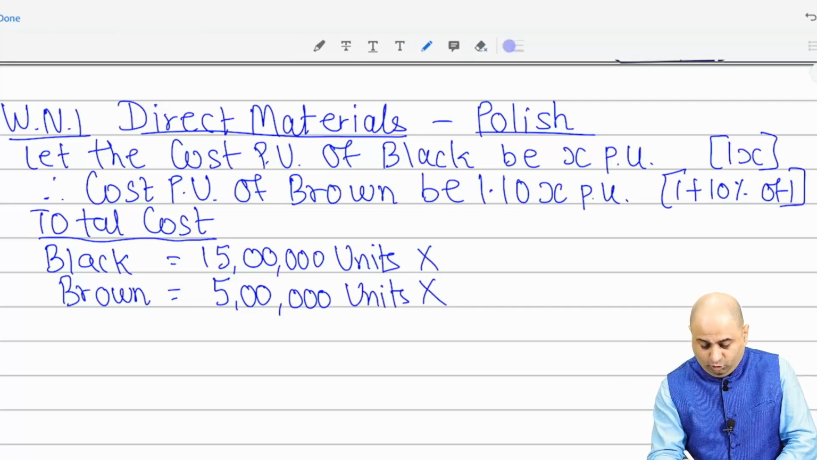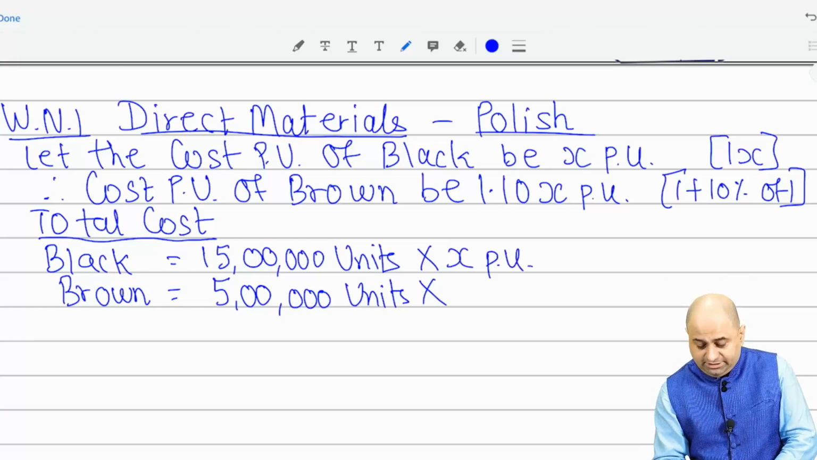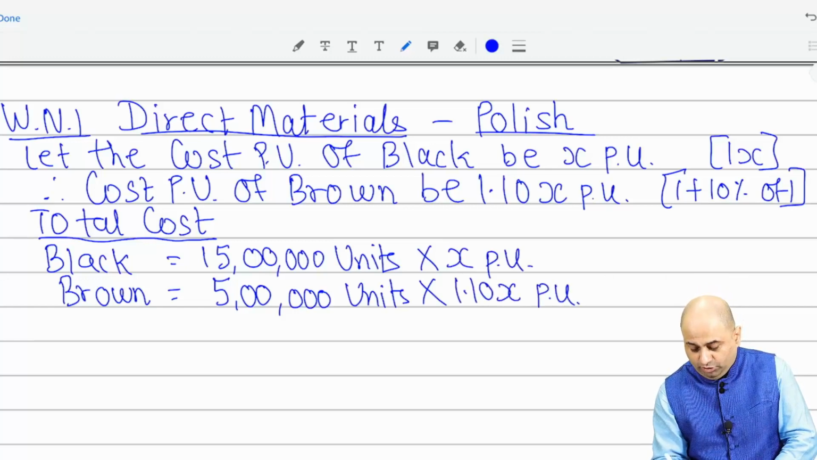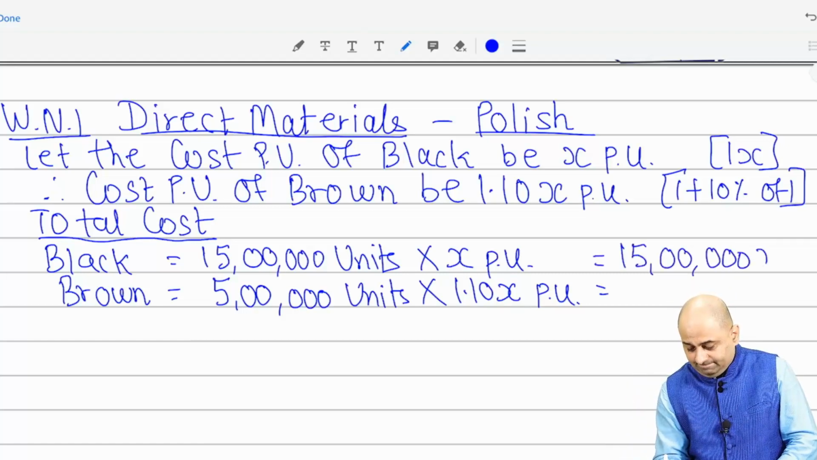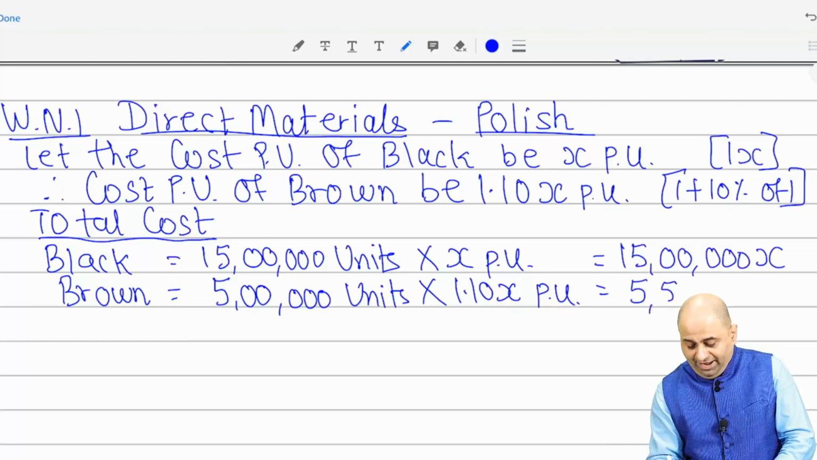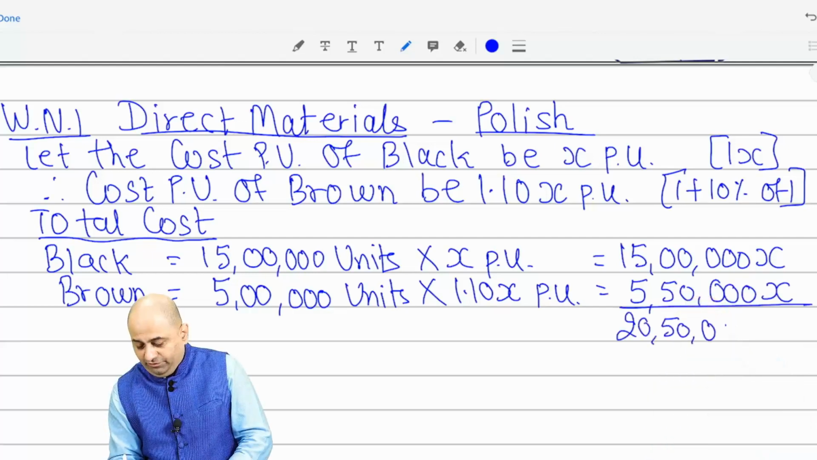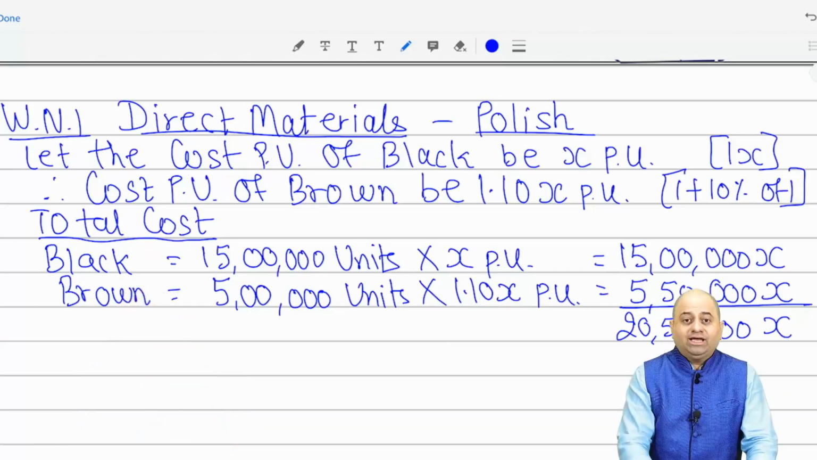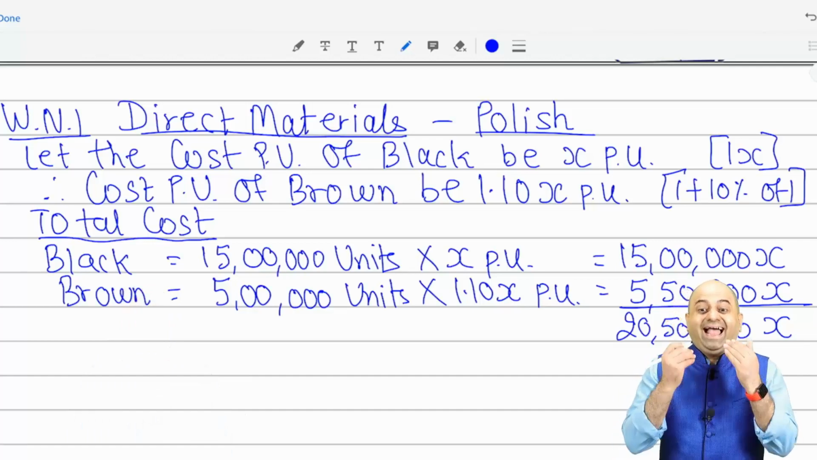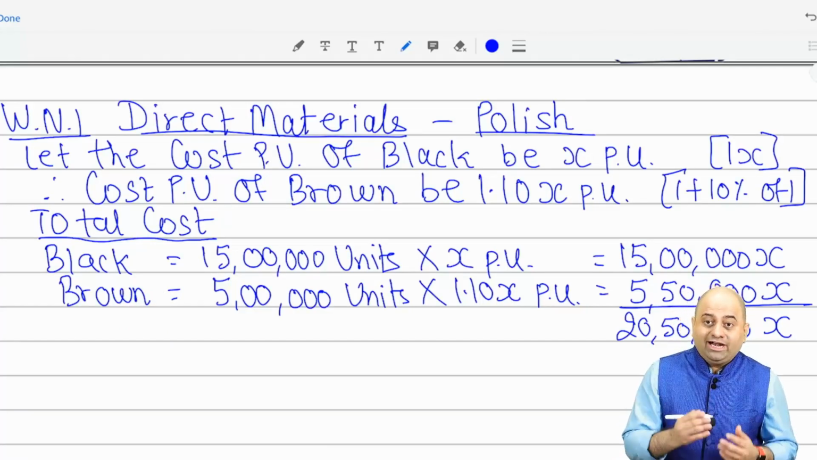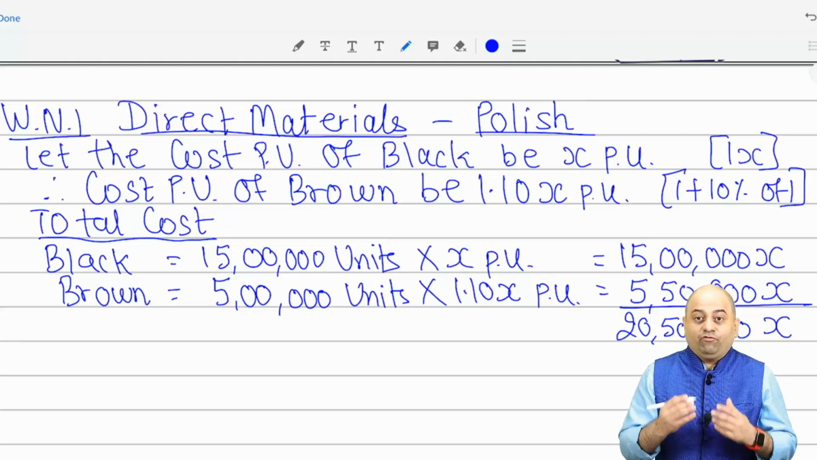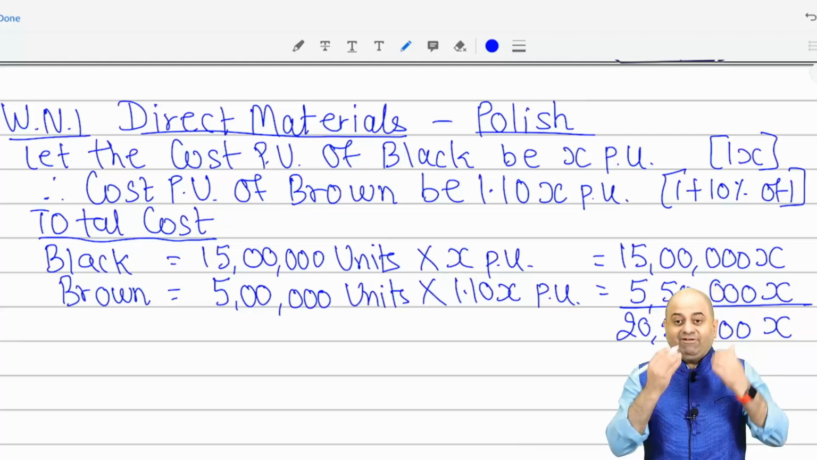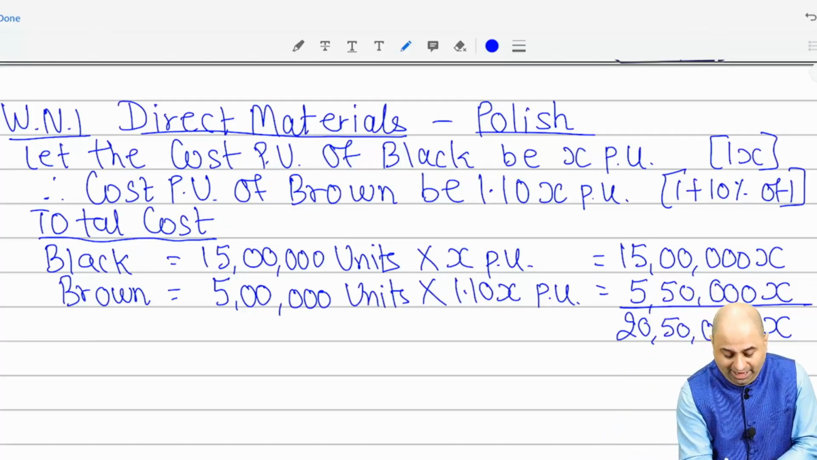This is X per unit and this is 1.10x per unit. This will be 15 lakh X and this is 5 lakh 50,000 X. So total is 20 lakh 50,000 X. But this is the material cost we got in the form of X. We are already given material cost in the form of rupees, which is 7,38,000. So what do I do? I'll write it this way.